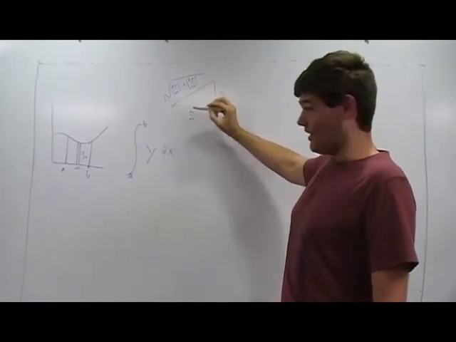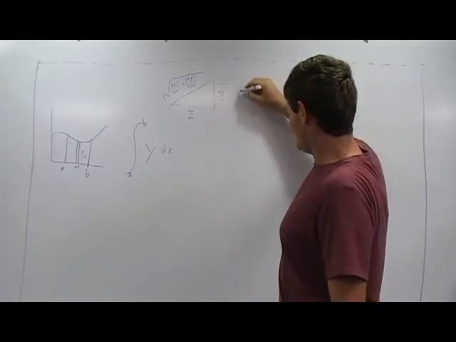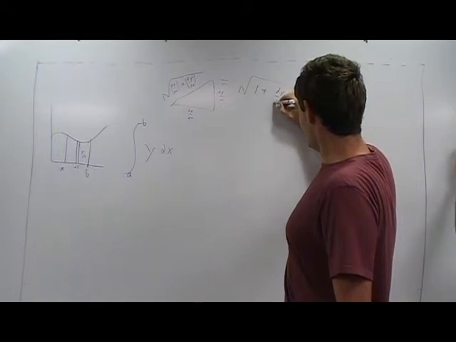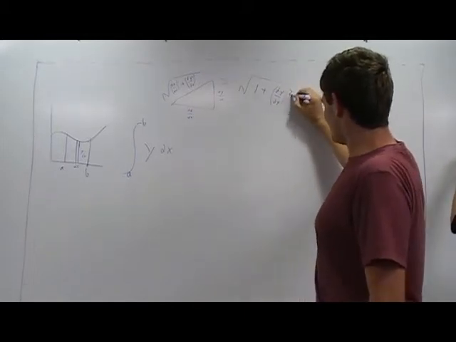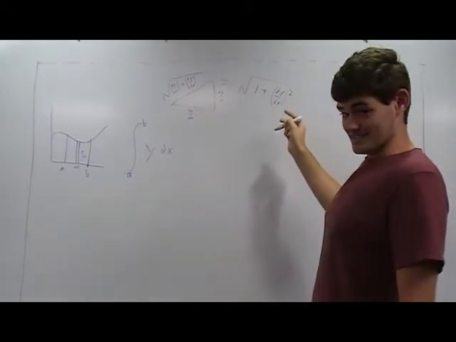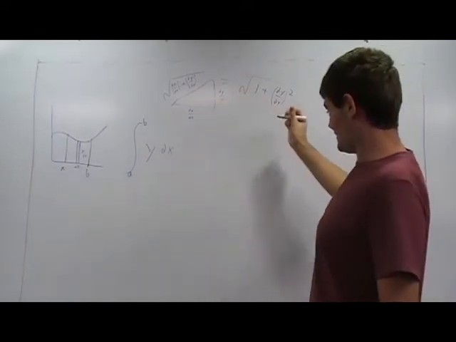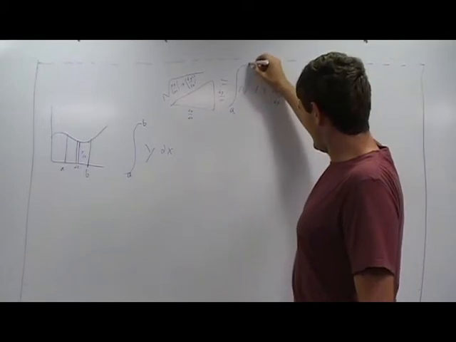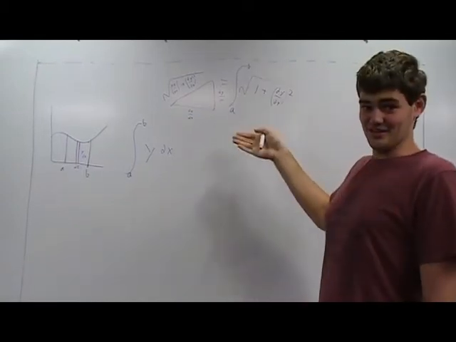dx/dx is just 1. So this becomes the square root of 1 plus (dy/dx) squared. And that is some little arc length piece of the function. If we integrate this formula from a to b, you can get the arc length of the function from a to b.